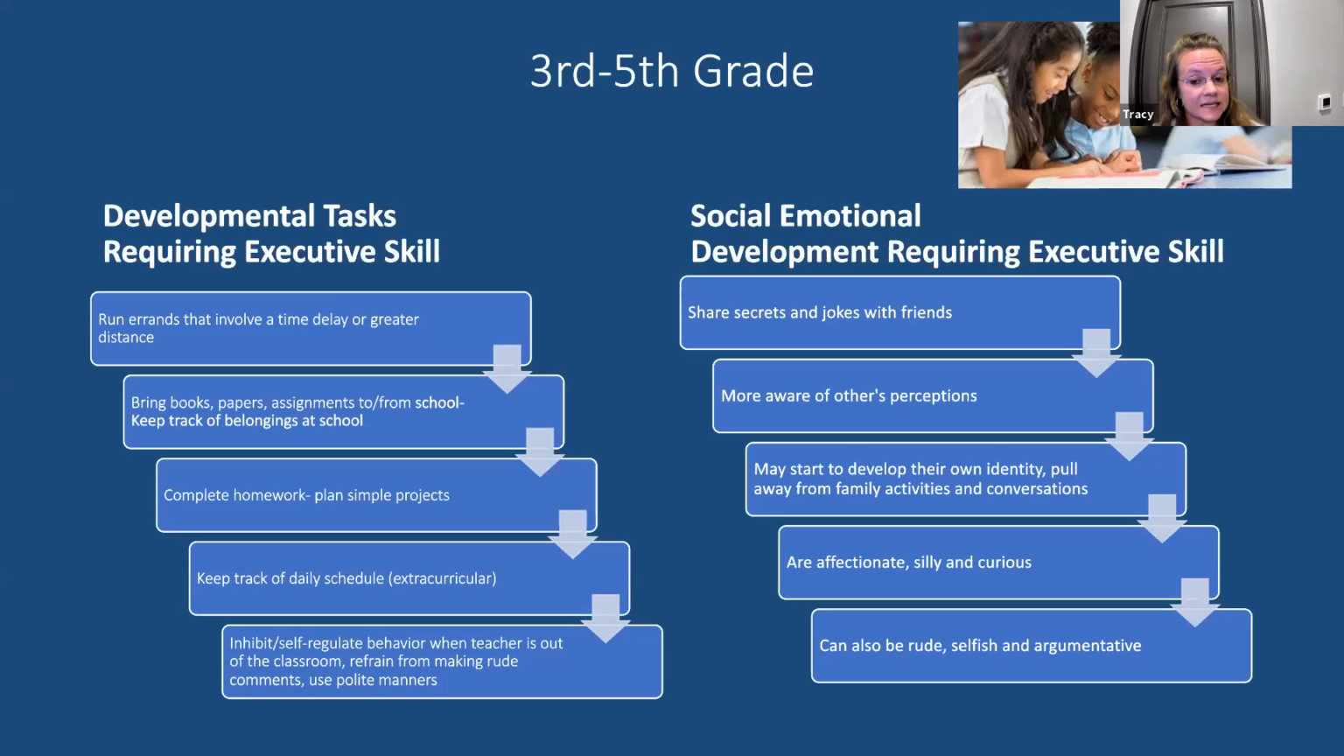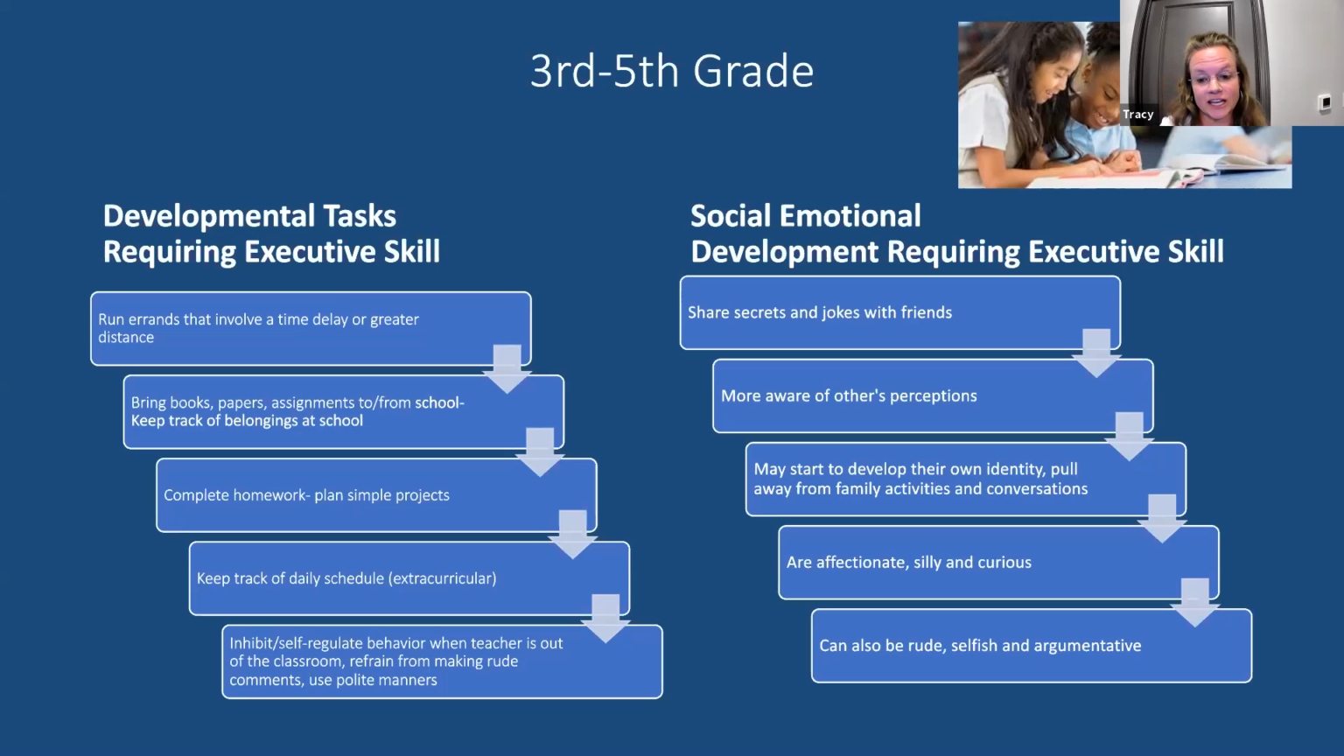Completing homework or planning simple projects. So you have some future planning in here as well that's starting to develop, and keeping track of their daily schedule. Some of those extracurriculars are starting to be added. And while they're between 3rd and 5th grade, you still have most of that support coming from adults. They're still hopefully getting some cues and reminders about when that's happening. You have soccer every Tuesday and Thursday. Let's put that on the calendar. If they can start to see that, that's going to help teach them and develop that planning skill to keep track of their own daily schedule.